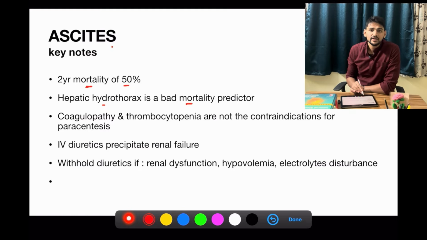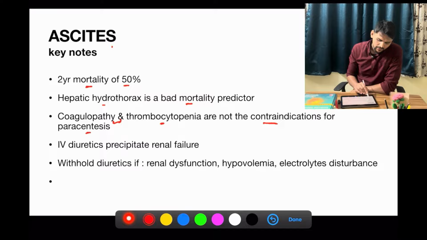And a clinically important point is when there is coagulopathy like deranged INR and all, and thrombocytopenia, which is commonly associated in CLD cases. These are not the contraindications for paracentesis. This point has to be remembered. So we should not postpone or avoid the procedure if there are coagulopathy or thrombocytopenia.